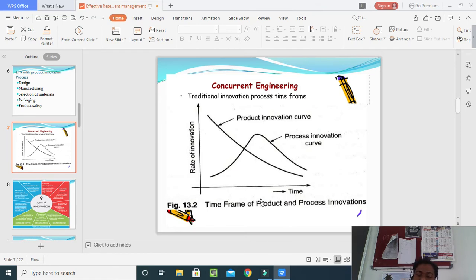When the time is passing, there is the process innovation curve. One is the innovation, another one is the process. First the innovation takes place, then the process will start. It's like a product life cycle. It also has stages like introduction, growth, maturity, and decline.